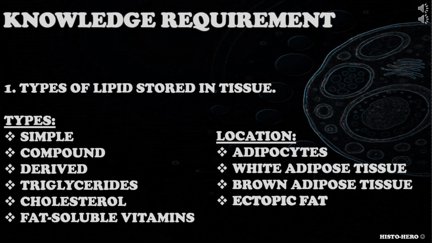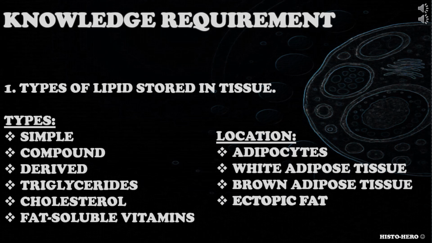The first knowledge requirement is types of lipids stored in tissue. Candidate needs to have the knowledge and understanding about lipids stored in the tissue. You could ask the candidate to list the types of lipids that can be stored in tissue, to name examples of tissues lipids could be found in, to explain the role of lipids in those tissues. When addressing this knowledge requirement, candidates should consider simple, compound, and derived lipids.